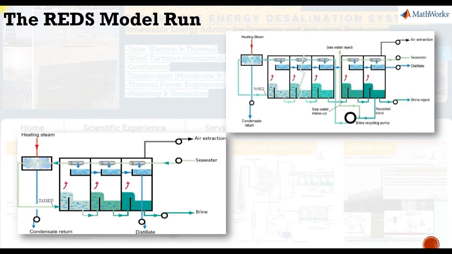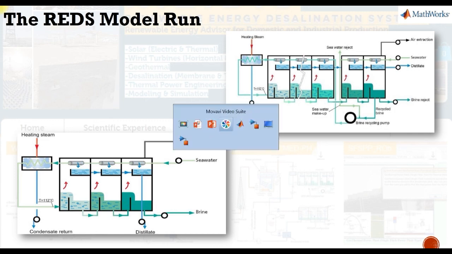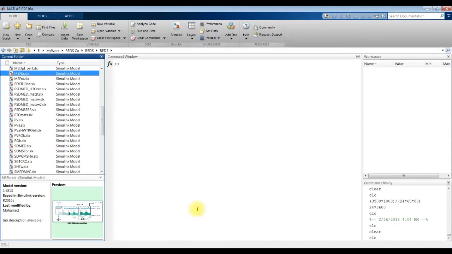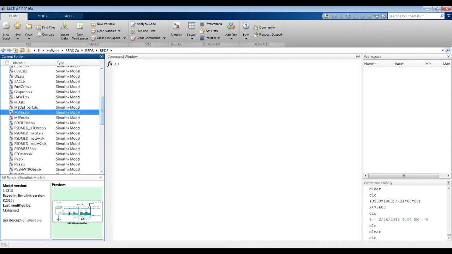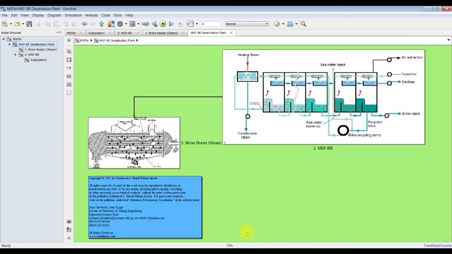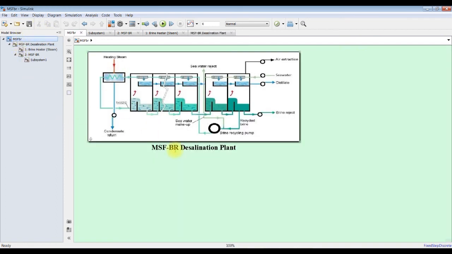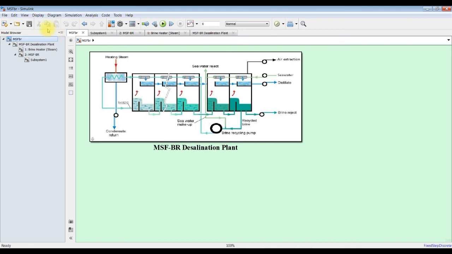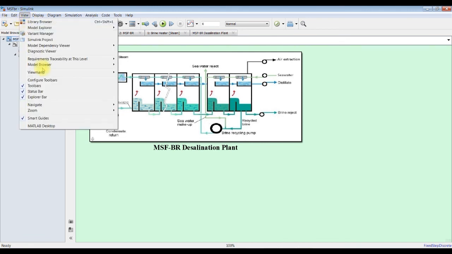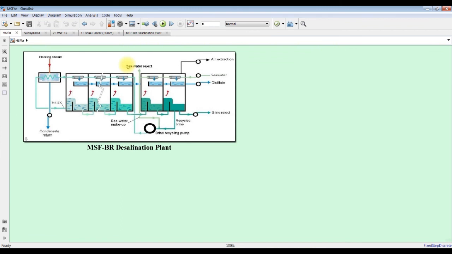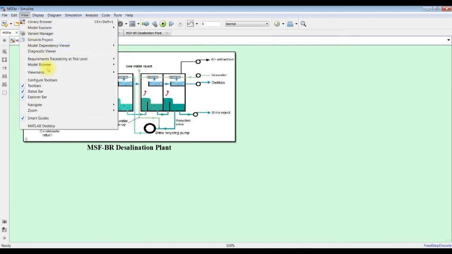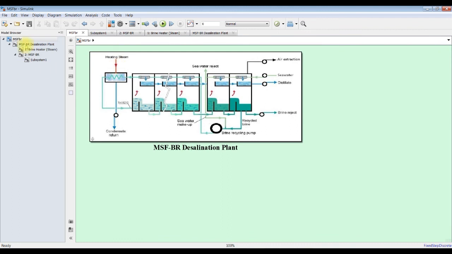How can we deal with such a case? Let's open our model. Download your model and let's begin with brine recycle. Firstly, when you run your model, it will appear like this. But be sure that from your model browser you show your model browser. We have to click on this button, show model browser, in order to make it easy to deal with.